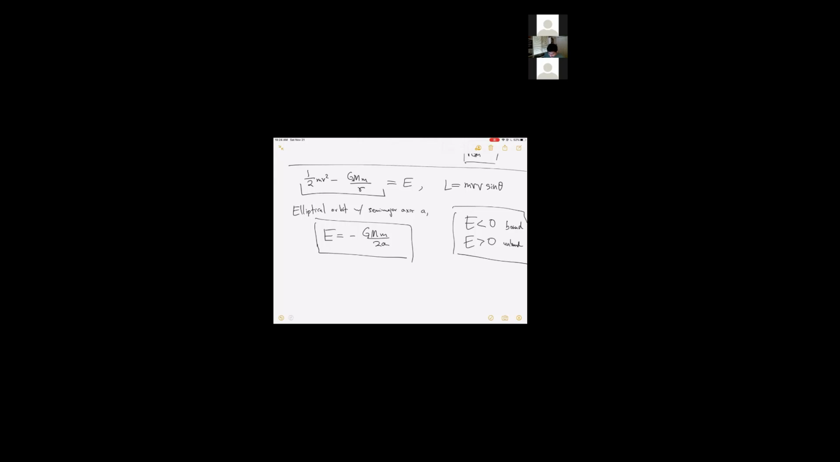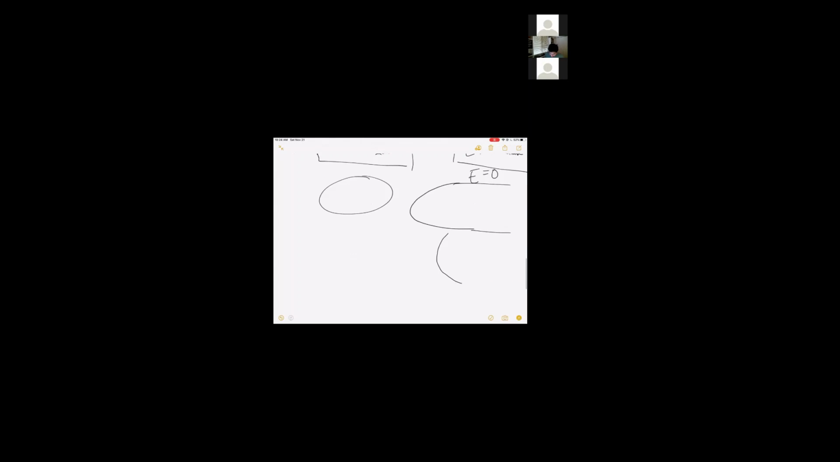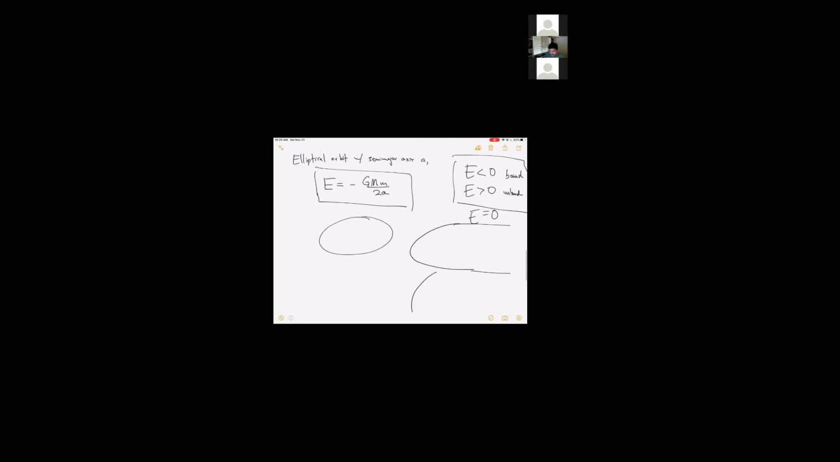And then the boundary case, which is E equals 0, corresponds to a parabola, which is the exact turning point between an ellipse and a hyperbola. If you have an ellipse and you keep making it larger and larger, then eventually it'll look like a parabola that just extends like this. And if you make the energy even larger, then it'll become a hyperbola.